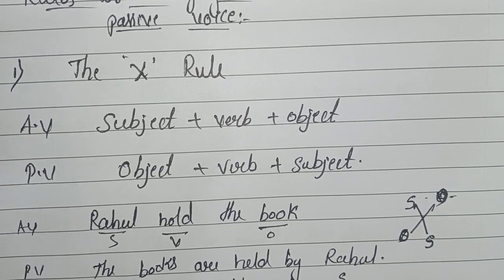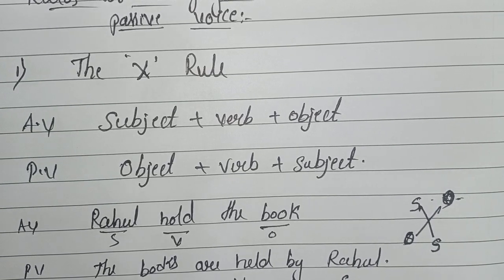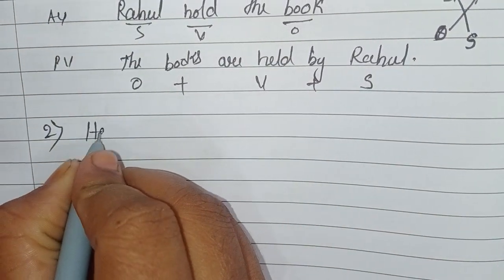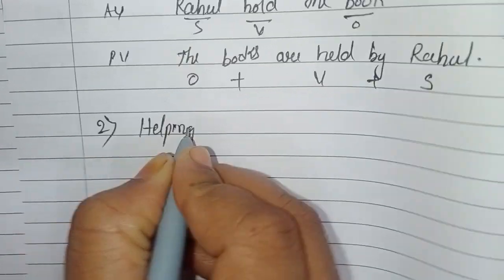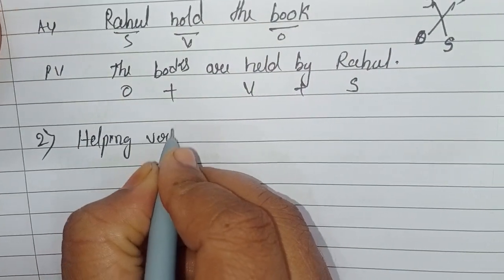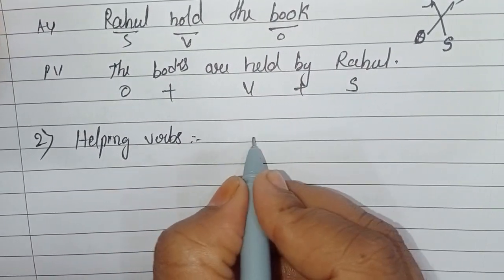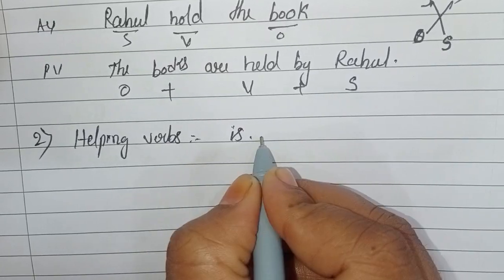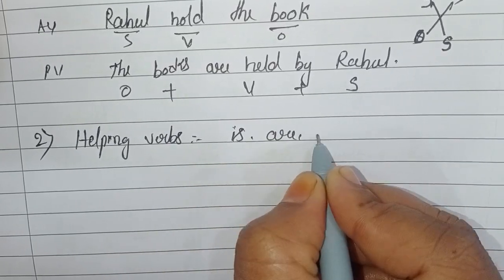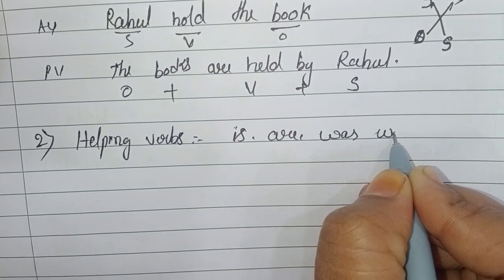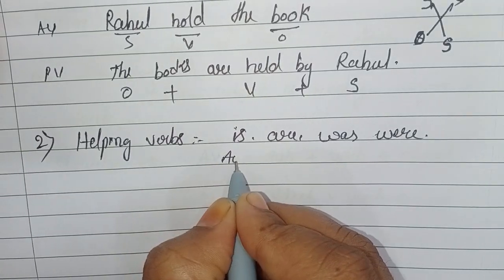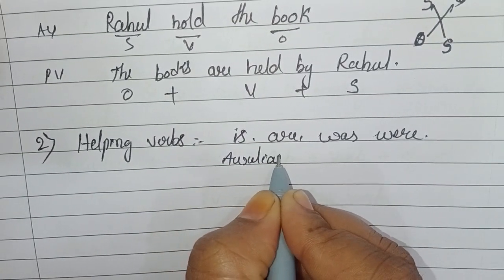And rule number 2 is helping verbs. When we change the active voice into passive voice, we use some helping verbs like is, are, was, were. These are also known as auxiliary verbs.